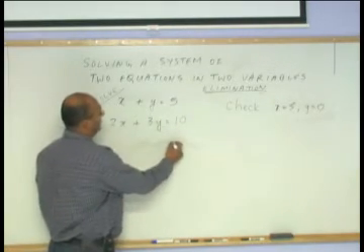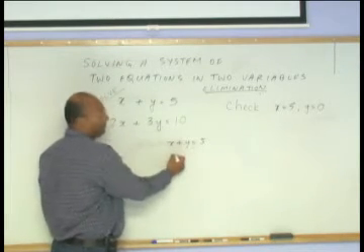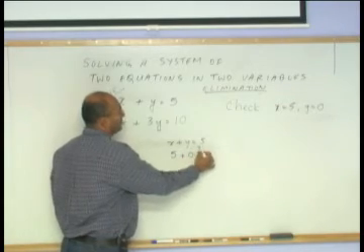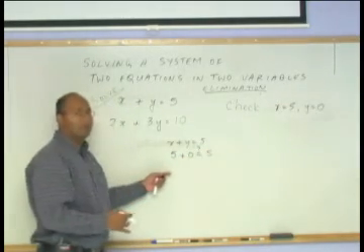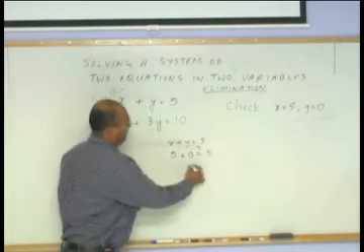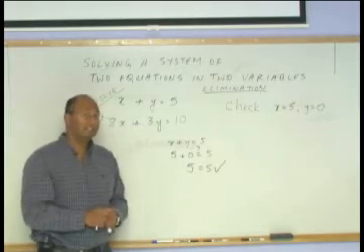So the first equation is x plus y equals 5. So I'm going to plug in the value of x, 5 plus 0. I'll put a question mark here. I'm not quite sure if it works yet or not. 5 plus 0. What's 5 plus 0? 5. And 5 equals 5. So the first equation is satisfied.